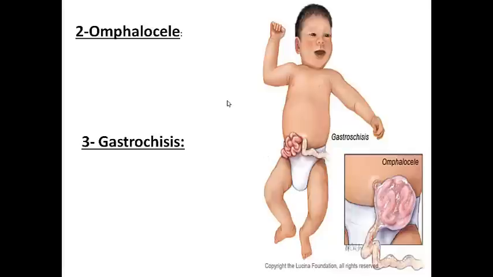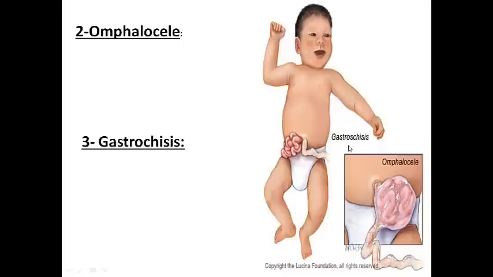The second congenital anomaly that we're going to be talking about is called the omphalocele. By omphalocele, I mean that there is a defect in the pre-umbilical abdominal musculature. Now, this defect is going to create a sac, as you can see from the picture up here. It's going to create a sac, and through this sac, you're going to see some intestinal herniation.